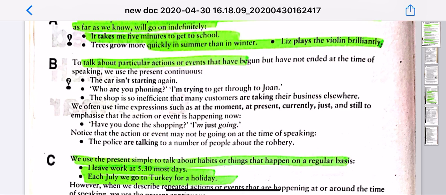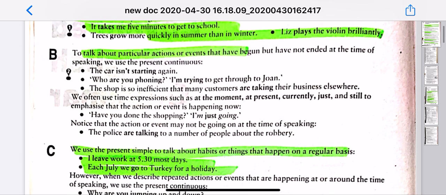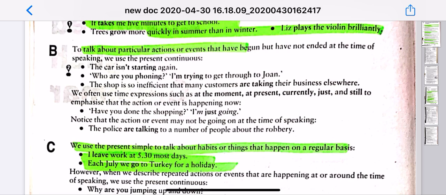In category B, to talk about particular actions or events that have begun but have not ended at the time of speaking, we use present continuous tense. So, here the car is not starting again. So, this action started in the past, but still it is not complete. So, here we use present continuous tense.